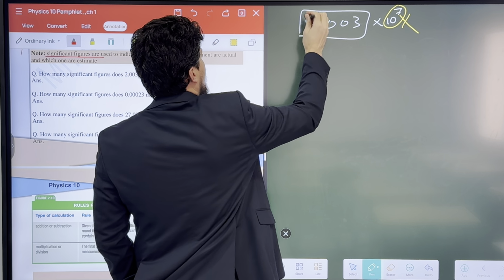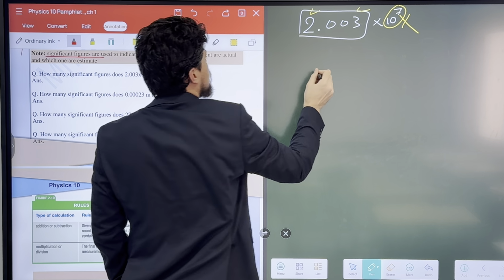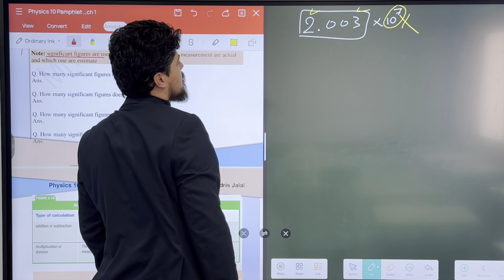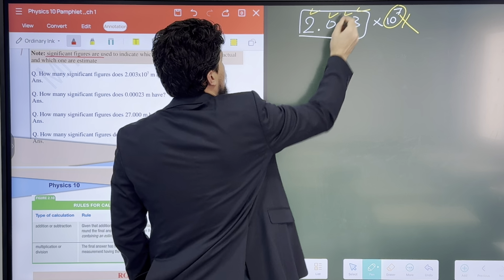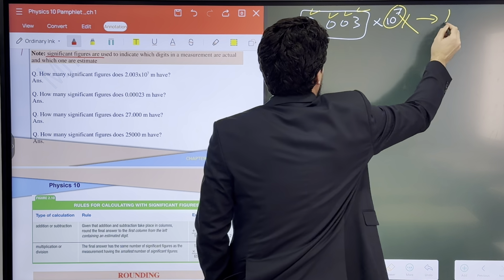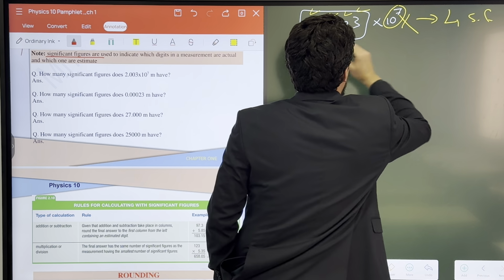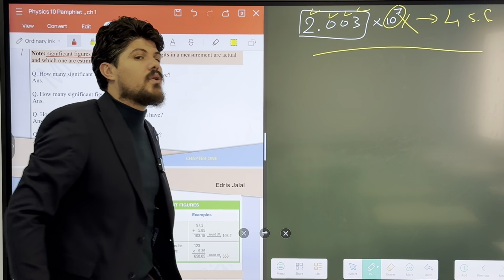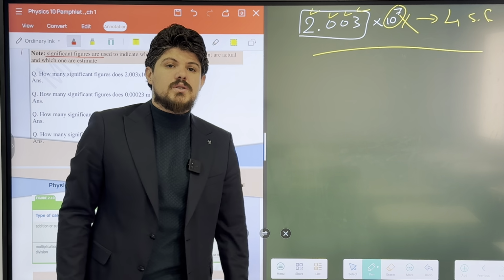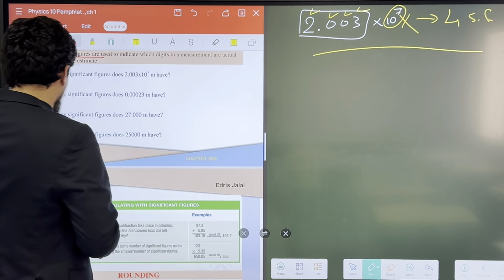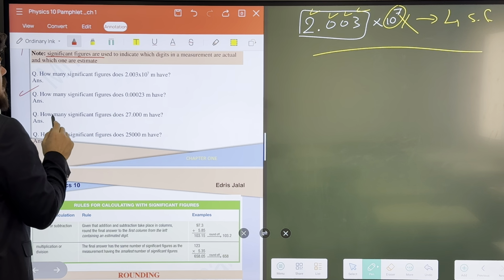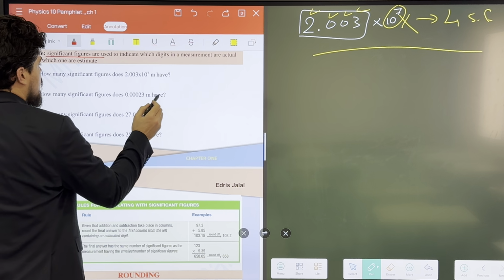How many numbers do we have? 2. Are these 2 numbers considered significant? Yes. What about these 2 zeros? Are they located between the numbers? Yes. We have 4 significant figures. How many significant figures do we have? 4. Why are these 2 zeros considered significant? Because they are located between the 2 numbers. Okay? Another example. How many significant figures does this number have?